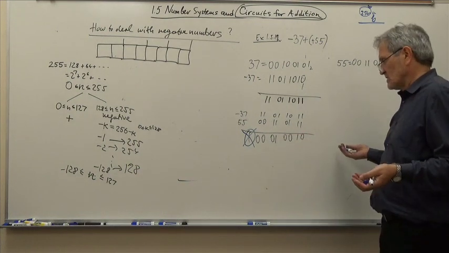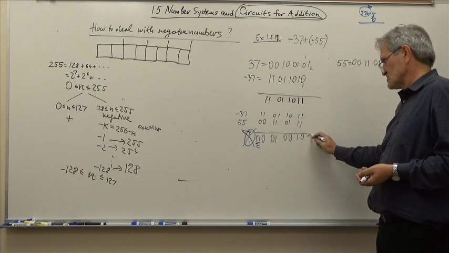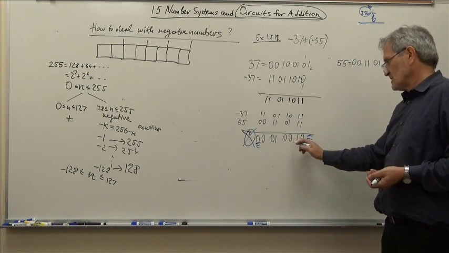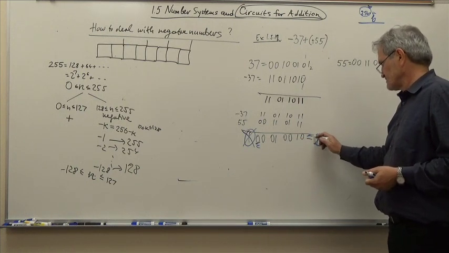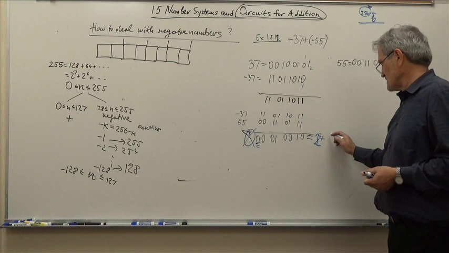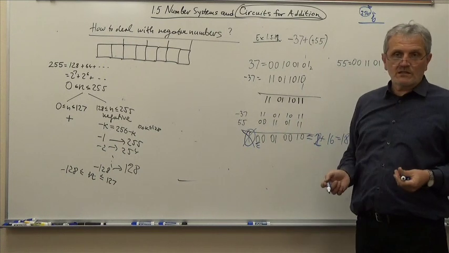So what's this result? When you cross the 1, it starts with 0, so it must be positive. Just read it and be done. So what would that be? So 1 on 2, no 4s, no 8s, yes on 16, so you get 2 plus 16, which is 18, exactly as we wanted.